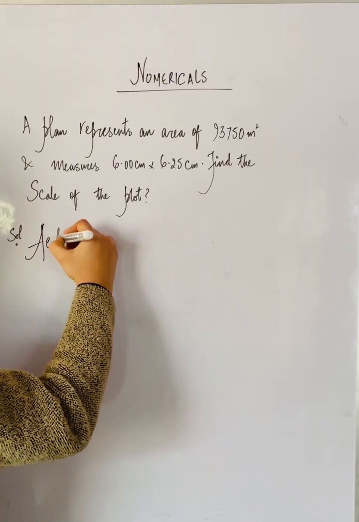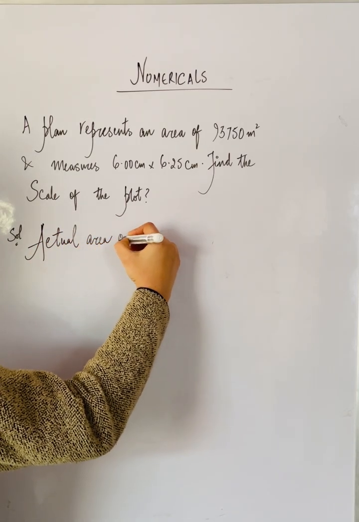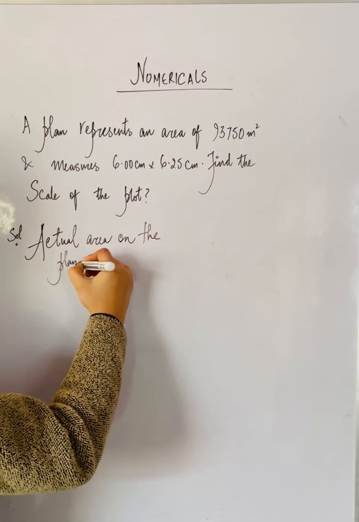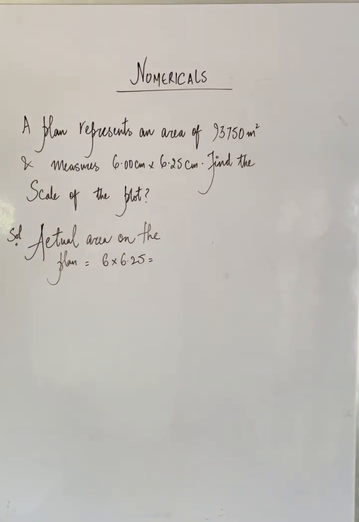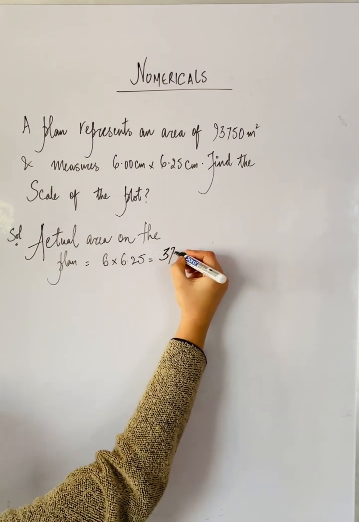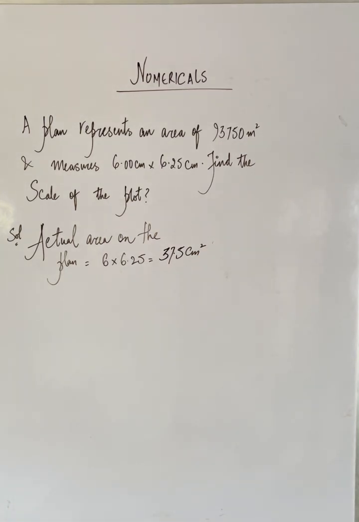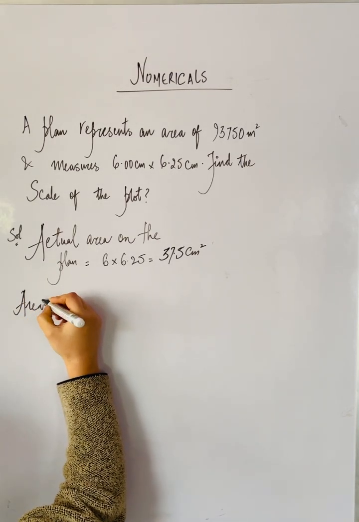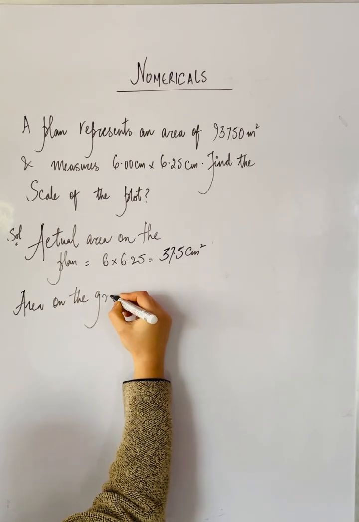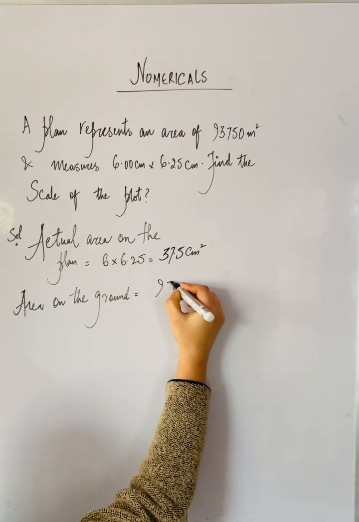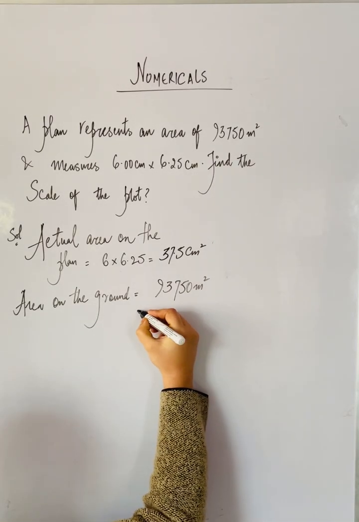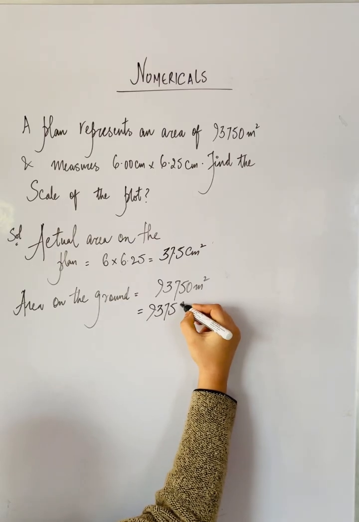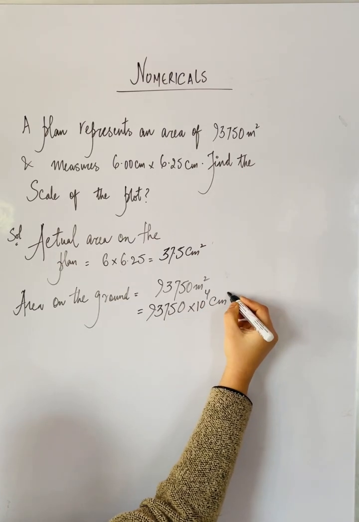What is the actual area on the plan? Actual area on the plan is 6 cross 6.25, right? Which is equivalent to 37.5 centimeters square. This is the area on the plan. What is actual area on the ground? Area on the ground is 93750 meter square, right? Which can be written as 93750 into 10 raised power 4 centimeter square, right?